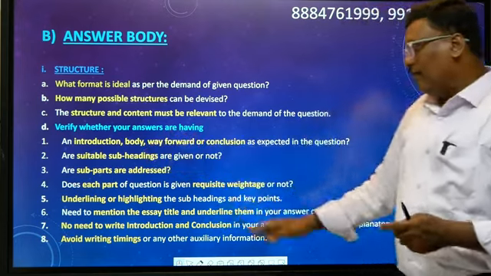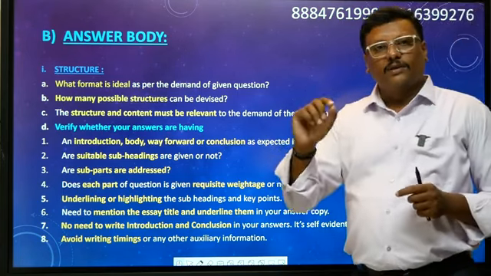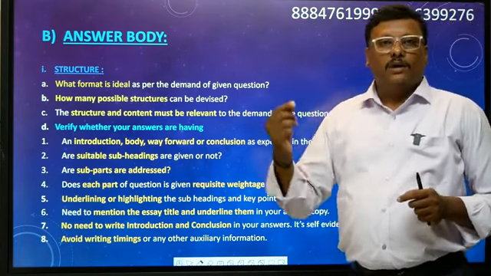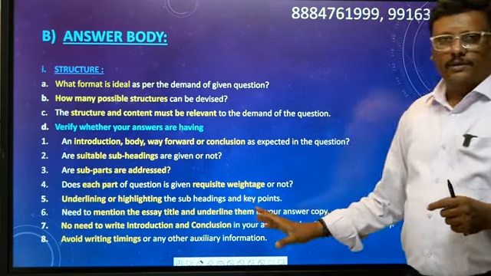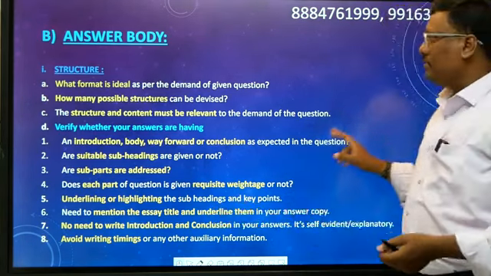Apart from that, avoid writing how much time you have taken to write a particular answer. There are certain people who have that practice. Don't write that. That is not really a good habit. It is not appreciated in either KPSC or UPSC.